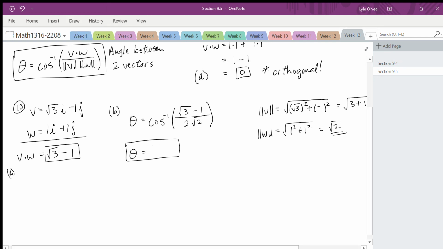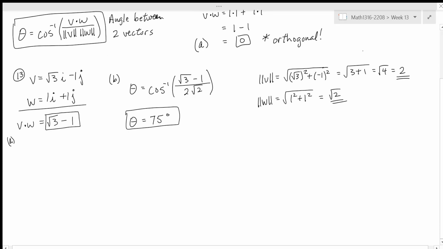And you know what I have to do? I can't just take you at your word. I need to prove it. And so to prove it, what we're going to do is we're going to graph both of these vectors and see if it looks like the angle between them is about 75. So vector v is going to be about here. That's vector v.